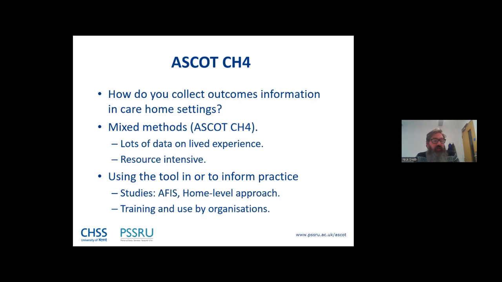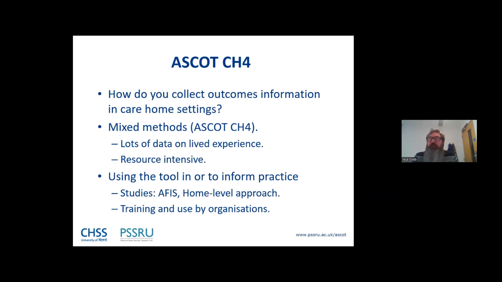This was something the ASCOT team recognised quite early on when developing the tool, and they spent some time thinking about how you collect outcomes information in care home settings. The approach they came up with was a mixed methods approach, and we created a tool called ASCOT CH4. Mixed methods means that rather than using a single approach to collecting data, it uses a range of different methods flexibly. While it does include conversations and interviews with residents themselves to understand their lives and outcomes, this can be supplemented with interviews with care home staff, with family members and friends, and also observations of people's lives. Then you collate all this information and the researcher rates quality of life from that.